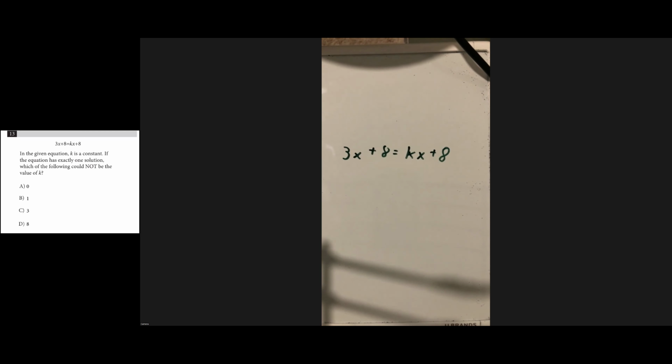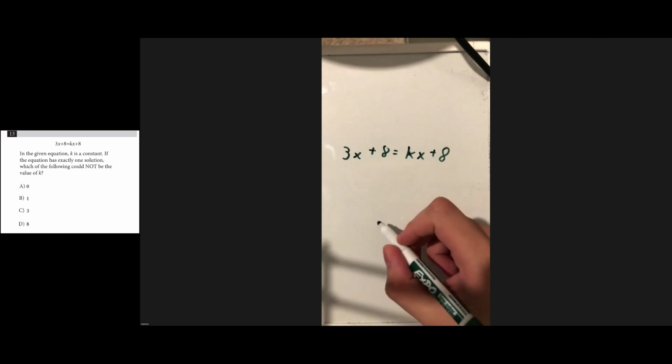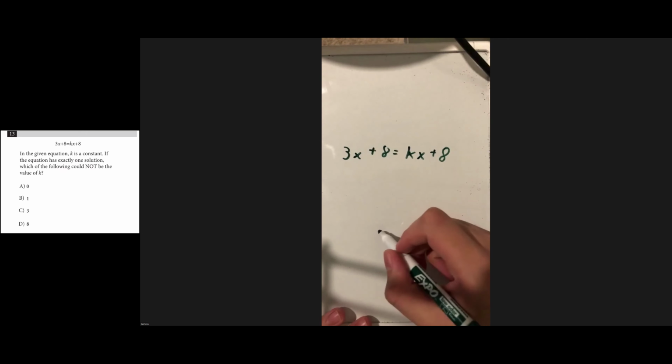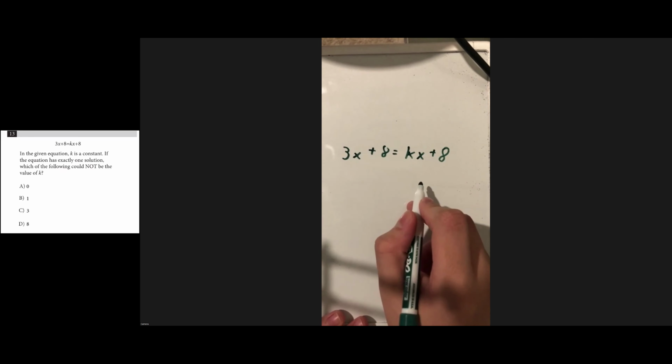Okay, for question 13, it says that k is a constant. If the equation has exactly one solution, which of the following could not be the value of k? Well, if it says that it has only one solution, that means that the correct answer has to be one which has all real values as the solutions. Because it says which of the following could not be the value of k if it has only one solution. Well, that means that the only other thing that it could be is all real values. That means whatever you plug in for x, this equation will always be true.